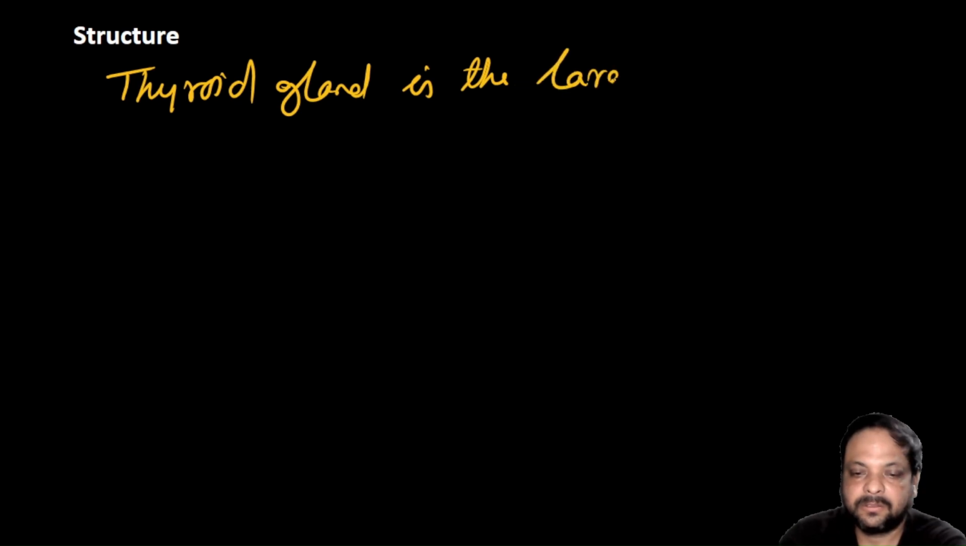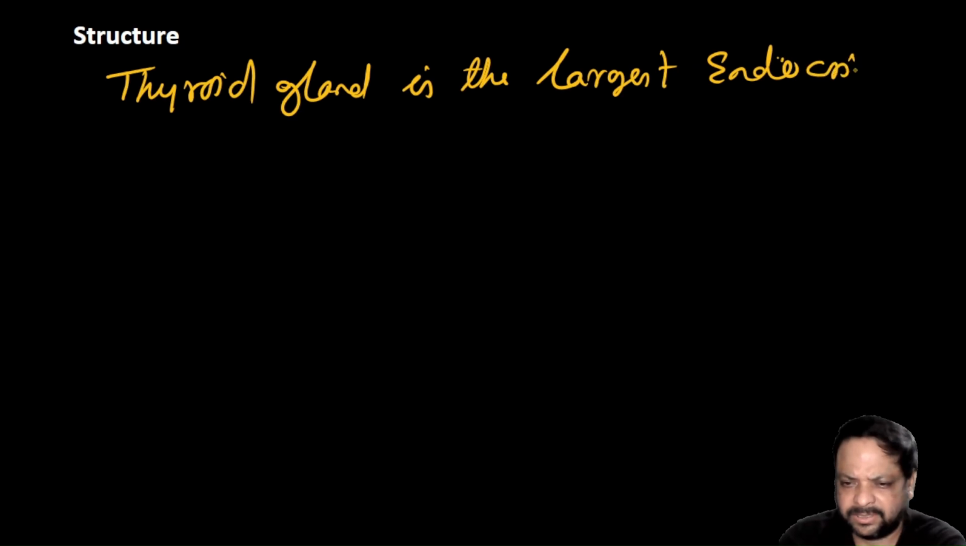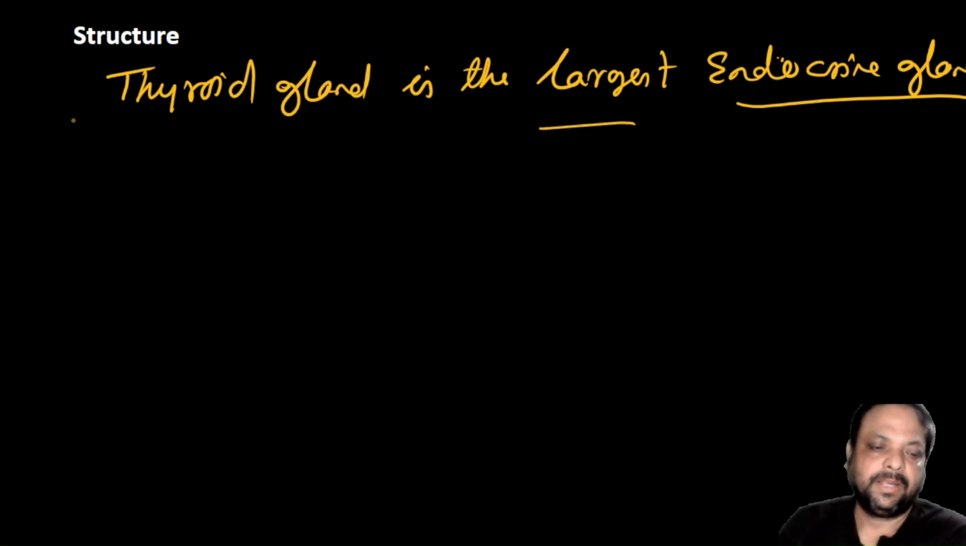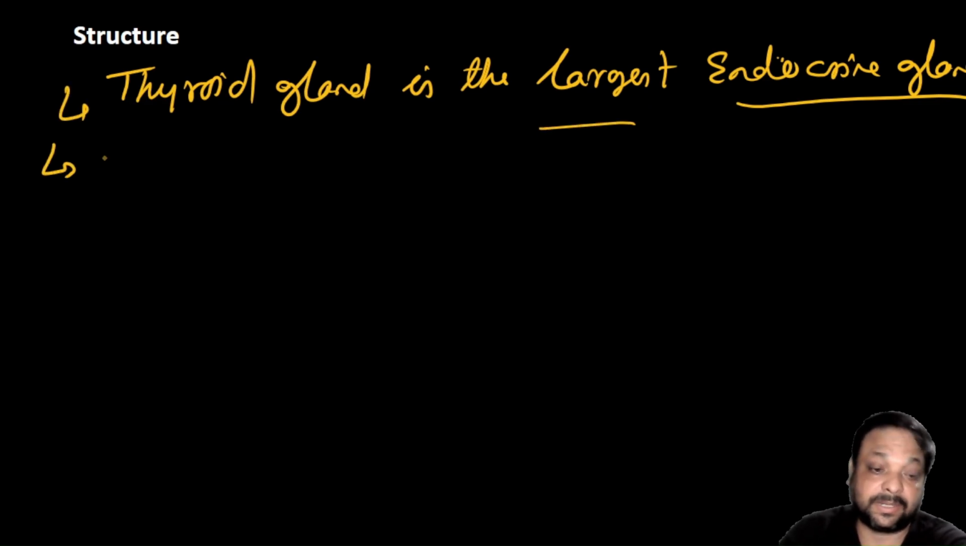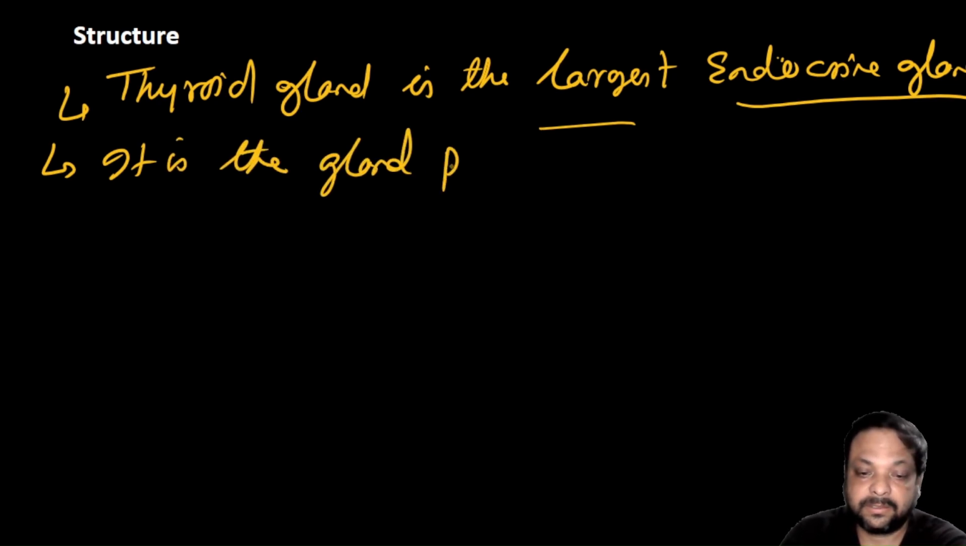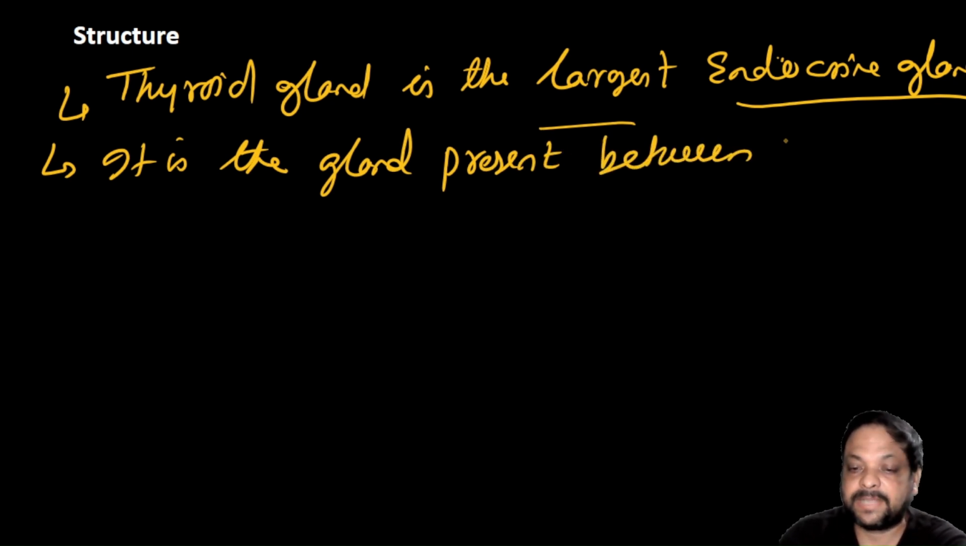Before going to the structure, we should know that the thyroid gland is the largest endocrine gland. Got it? So first thing, it is the largest endocrine gland. And next, it is the gland present between the trachea and larynx. Matlab, it is present between larynx and trachea.